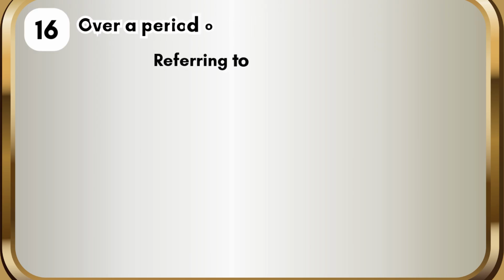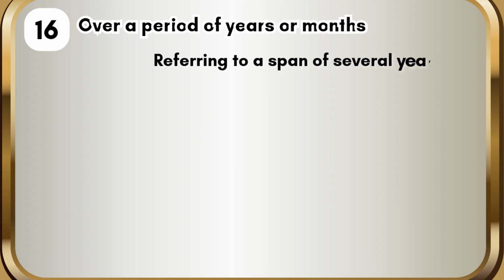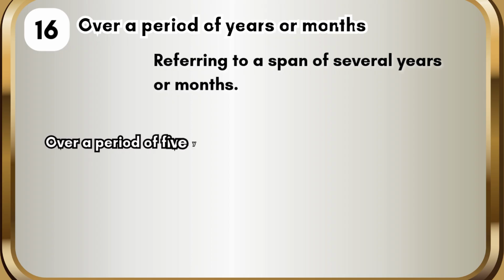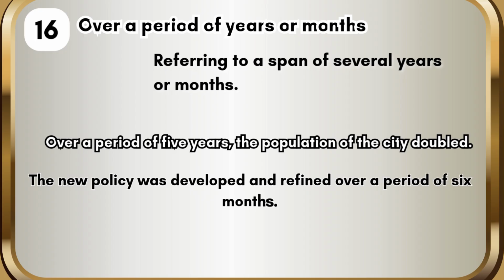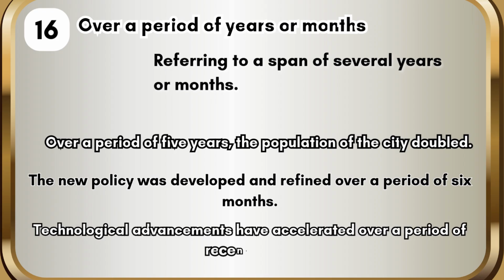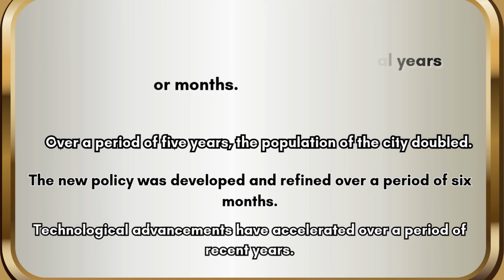Over a period of years or months. Referring to a span of several years or months. Over a period of 5 years, the population of the city doubled. The new policy was developed and refined over a period of 6 months. Technological advancements have accelerated over a period of recent years.